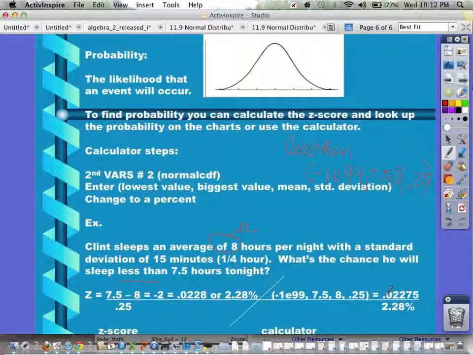0.02275, at which point you move it 2 places to the right to make it into a percent. Now, if you do it with the z-score and the charts, you would put in the number of hours, 7.5, minus the 8 hours, which is the average, divided by the standard deviation. You will get a z-score of -2, which you would then look up on your chart, and it would give you 0.0228 or 2.28%. Either way, this is using the z-score and the chart. This is using your calculator. Either way you feel more comfortable, do it.